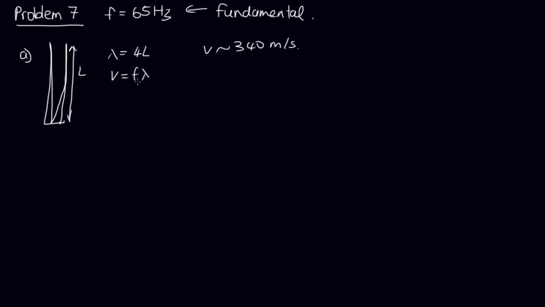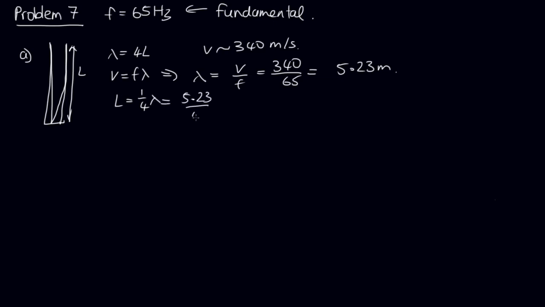So in this case, we have the 65 hertz. So we can rearrange this, and we've got that our wavelength is equal to v on f. That's 340 over 65. And so our wavelength is equal to 5.23 meters. And then the length, using this first equation up here, is equal to 1/4 of the wavelength. And so that's 5.23 over 4, and that gives us 1.3 meters. And this time we've answered to 2 significant figures, as the frequency is given to 2 significant figures.